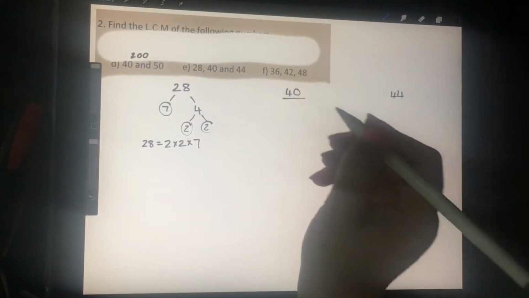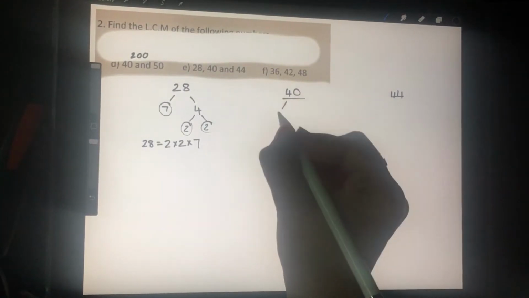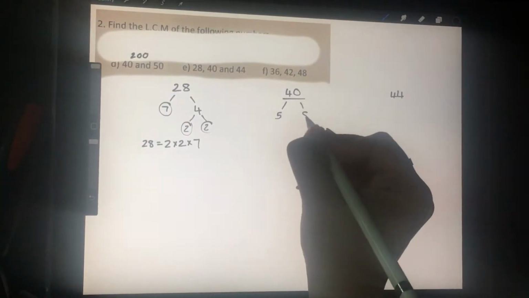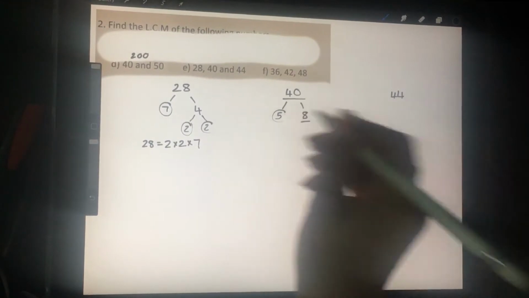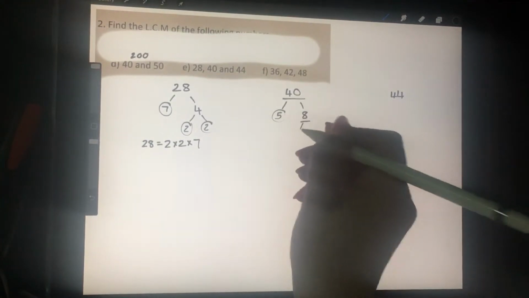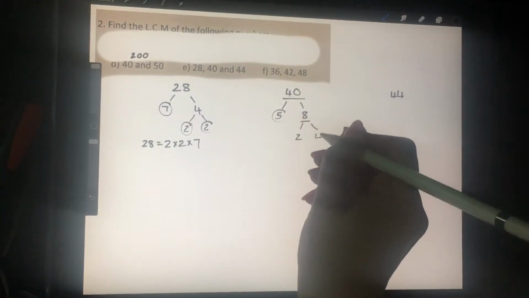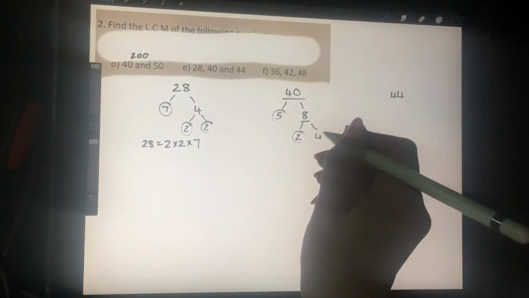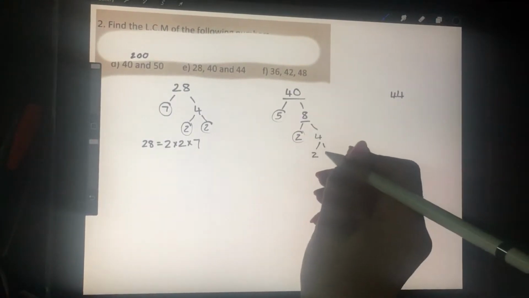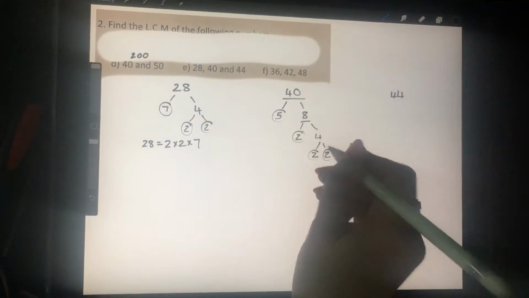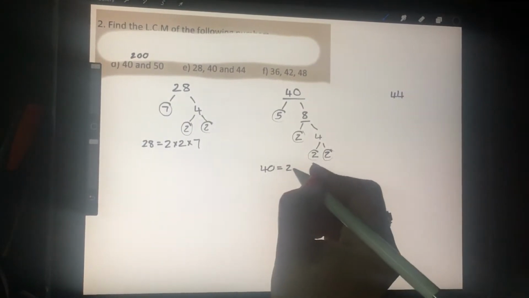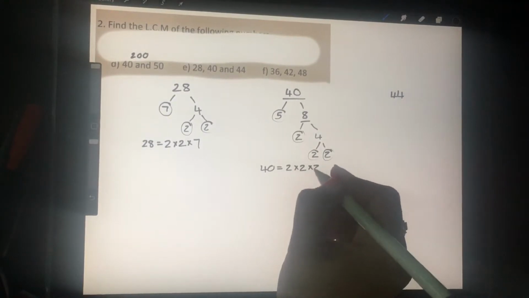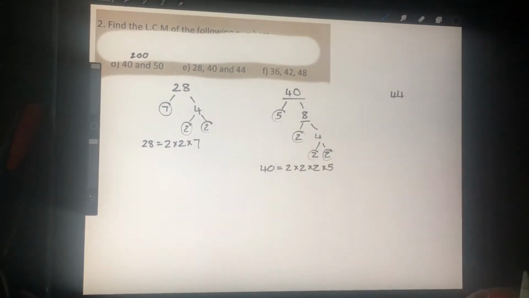When we break up 40, I'm going to do it differently now. I'm going to say that it is 5 times 8. 5 is a prime number, and 8 can be divided into 2 and 4. 4 can be divided again into 2 and 2. So there are our prime factors. So for 40, we've got 2 times 2 times 2 times 5.